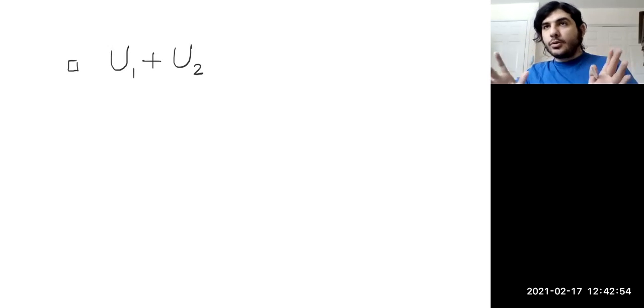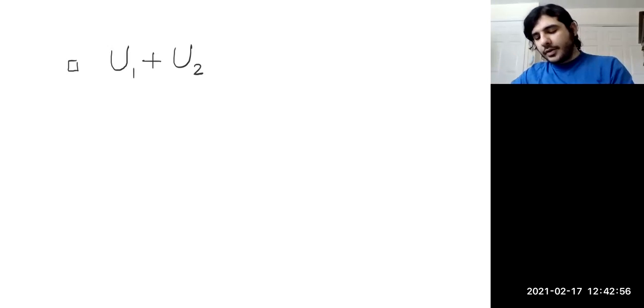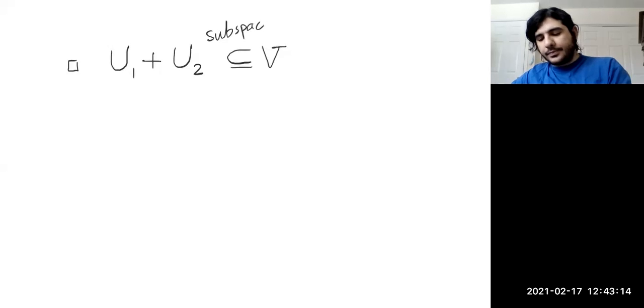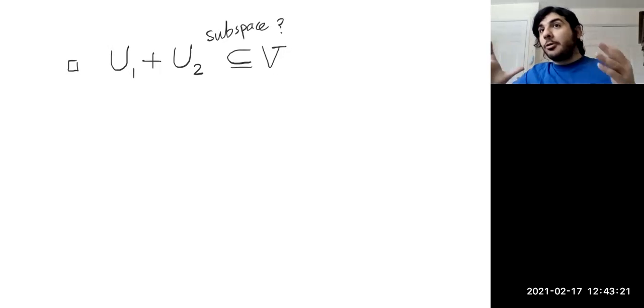So I'm assuming U1 and U2 are two subspaces of another vector space V. And I want to see if their addition, in the sense that I told you, where you add all the elements in U1 to all elements in U2, is a subspace in V or not. Is this thing a subspace? That's the question. Okay, so some of the properties of a subspace. It should contain 0, right? Any vector space should have 0.